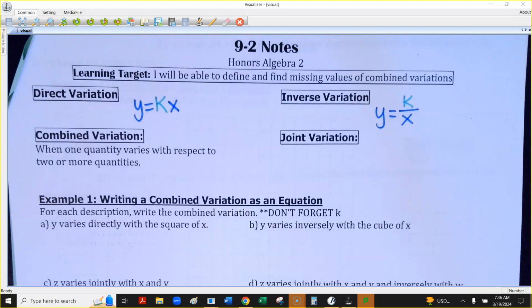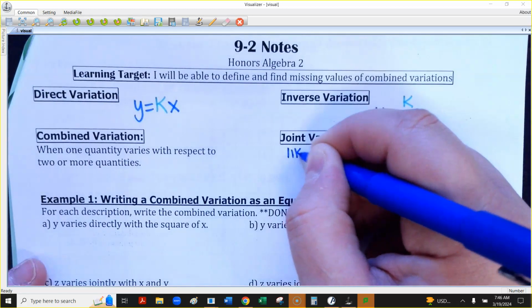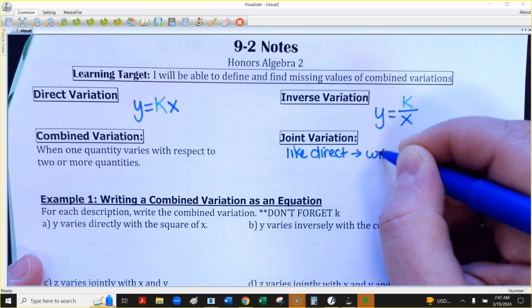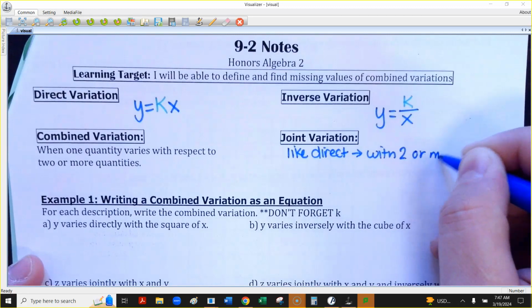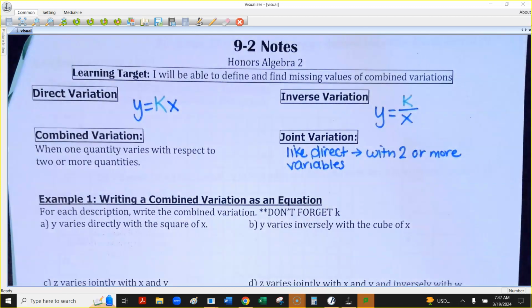A combined variation, it says, is when one quantity varies with respect to two or more quantities. This is basically going to be like direct and inverse within the same problem. That's all it is. And then a joint variation is multiplication, so it's going to be like a direct variation, but with two or more variables. If you see that, it'll say something like varies jointly, and it's just a direct relationship, but there would be more than one variable multiplied by your k value.